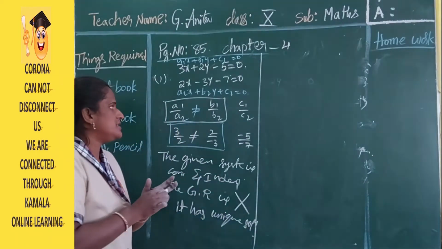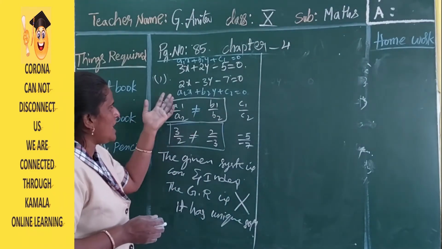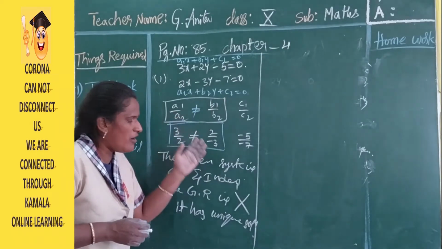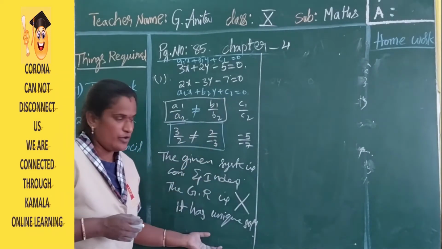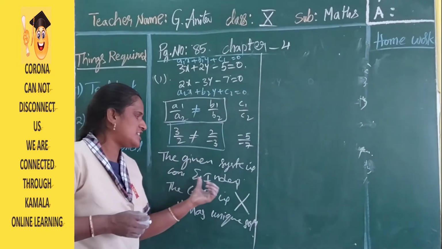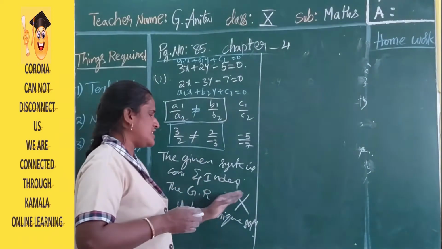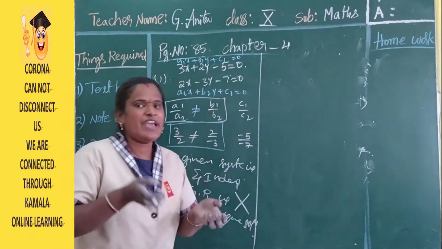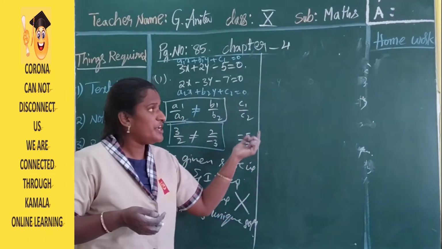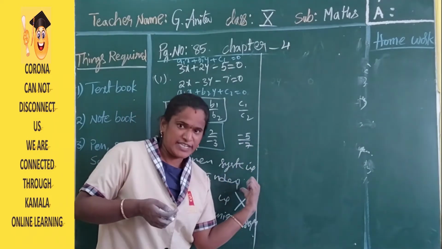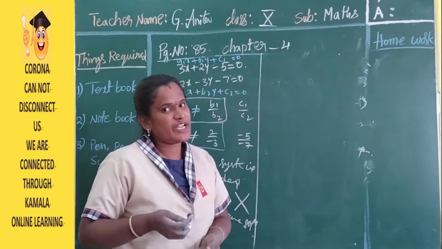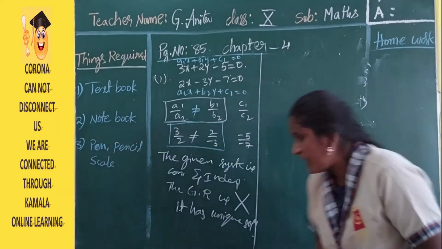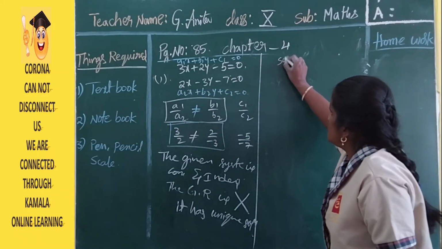Just compare the ratios a1 by a2, b1 by b2, c1 by c2. In this only, we will get the total problem. So the given system is consistent and independent. The graphical representation is intersecting lines. It has a unique solution. So clearly we have an idea about the graph also. In the graph we will get intersecting lines, and only a single solution. Now we are going to find the solution of the equations.